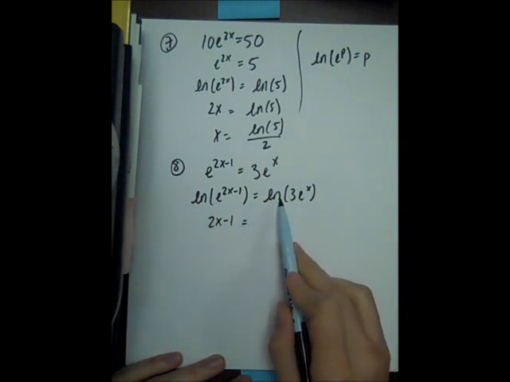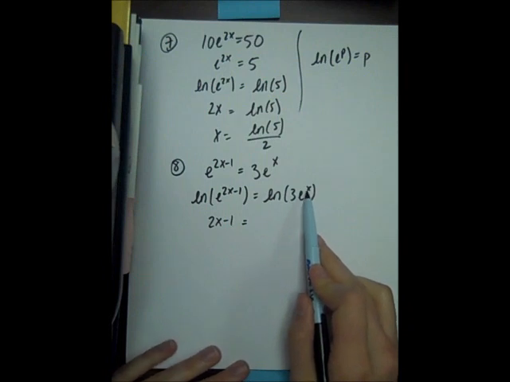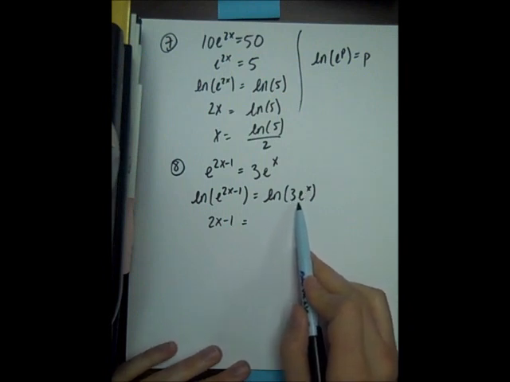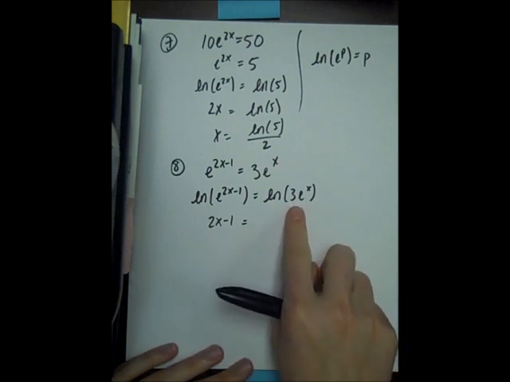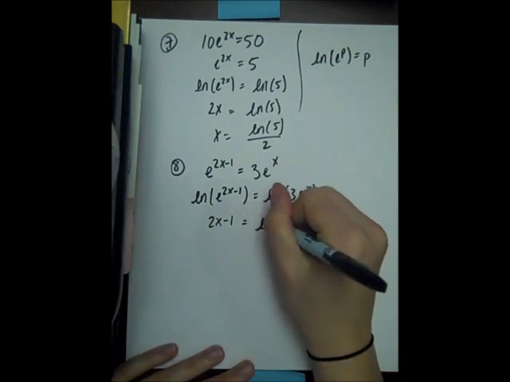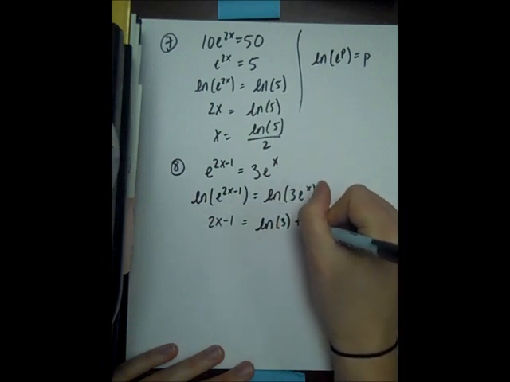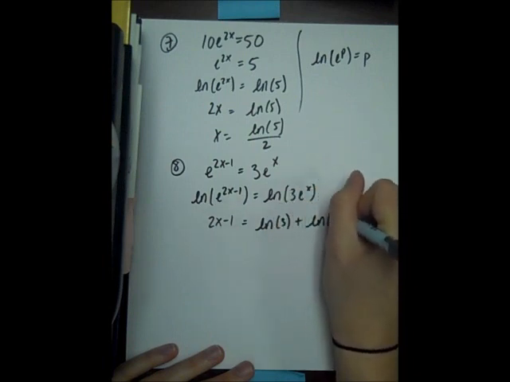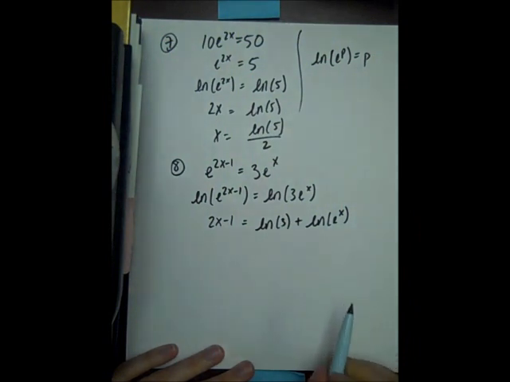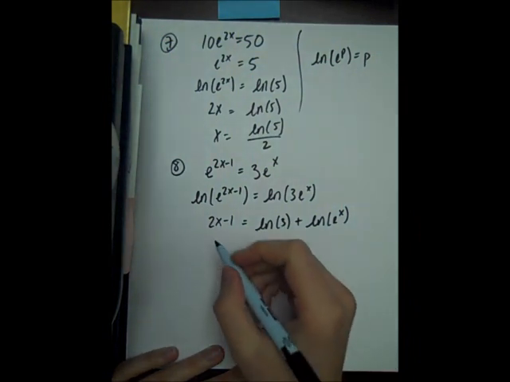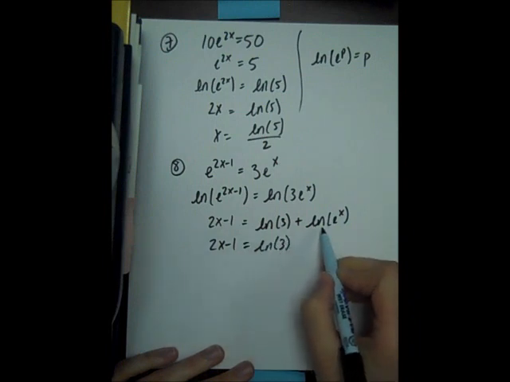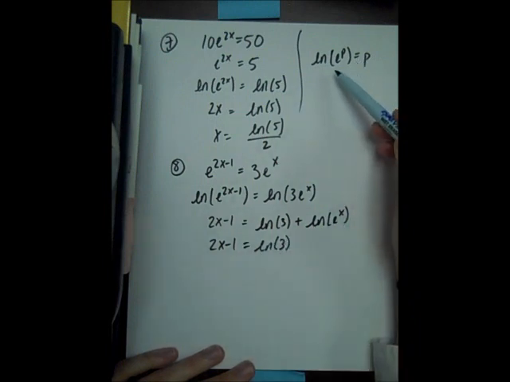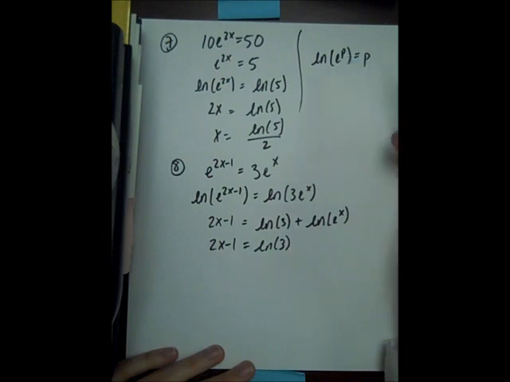What about this right-hand side? Can I just say that's x? Well, no, I have this extra 3 here. So what happens to that coefficient? Go back to your properties. I have multiplication on the inside, so split it up as addition. So I have natural log of 3 plus natural log of e to the x. Well, now what do I do? Well, natural log of 3 is just a number, so I can't really do anything to that. But what about natural log of e to the x? Go up here. Natural log of e to anything is just that anything. So this is just x.